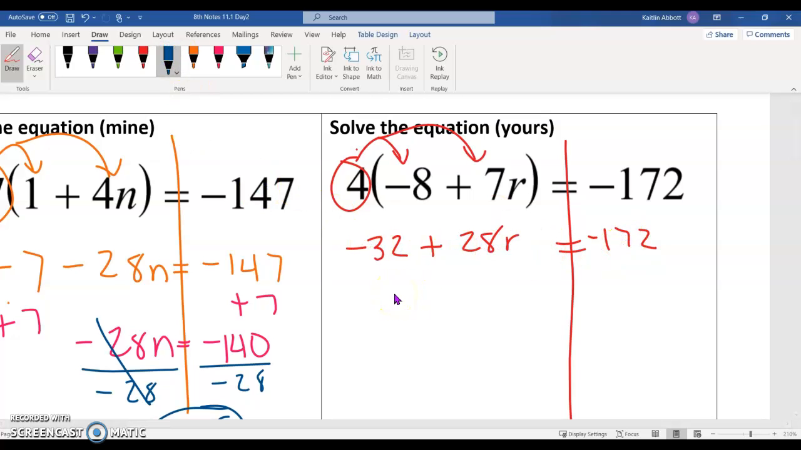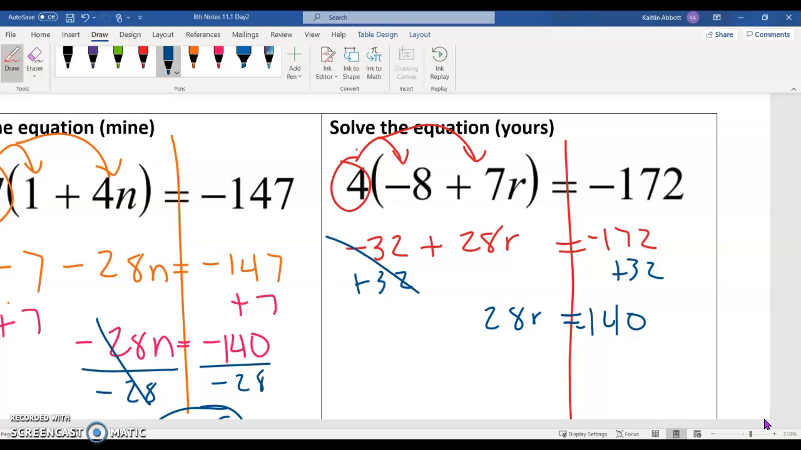So I'm going to add 32 to both sides. These cancel out. I am left with 28r equals, and I have different signs over here, so I'm going to end up subtracting. So 2 minus 2 is 0. 7 minus 3 is 4. And bring down the 1, so we get -140.